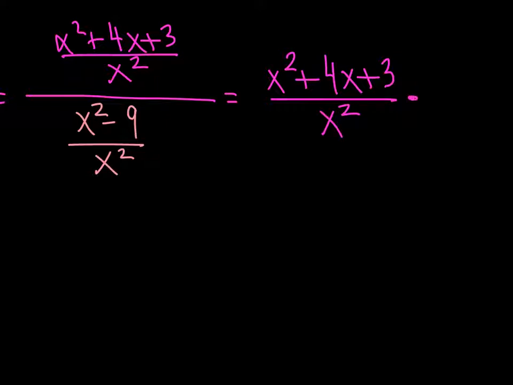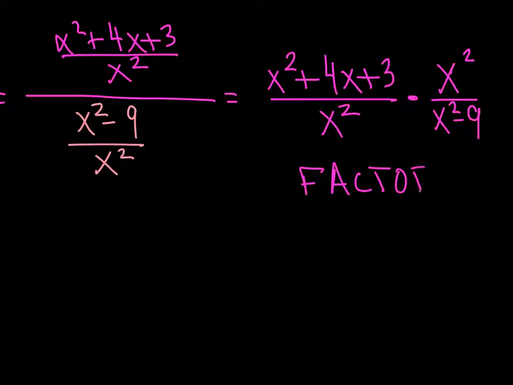There we go. Change it and then flip it. X squared on top. X squared minus 9 on bottom. Ask yourself the most important question here. Do I have everything factored?